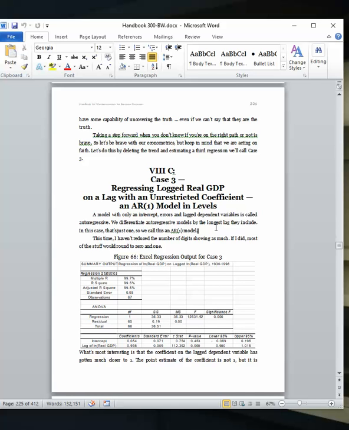Now, part of the reason that I want to use Excel for this class is everybody's got it on their desktop, and you may not have Stata going forward. So suffice to say, we can't actually estimate case 4. We're going to fake it in Excel.